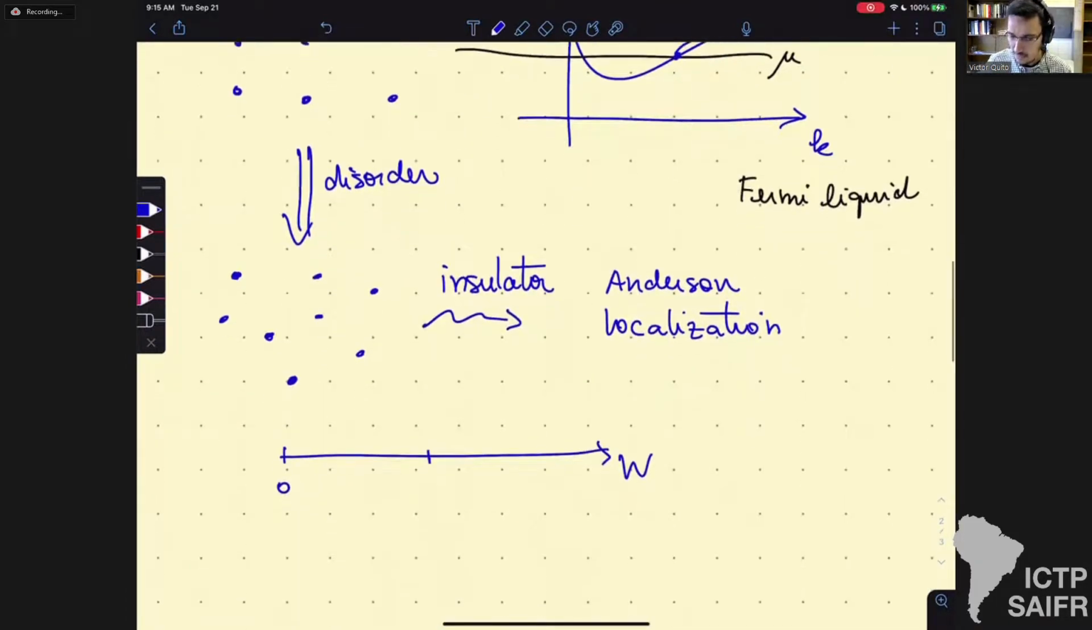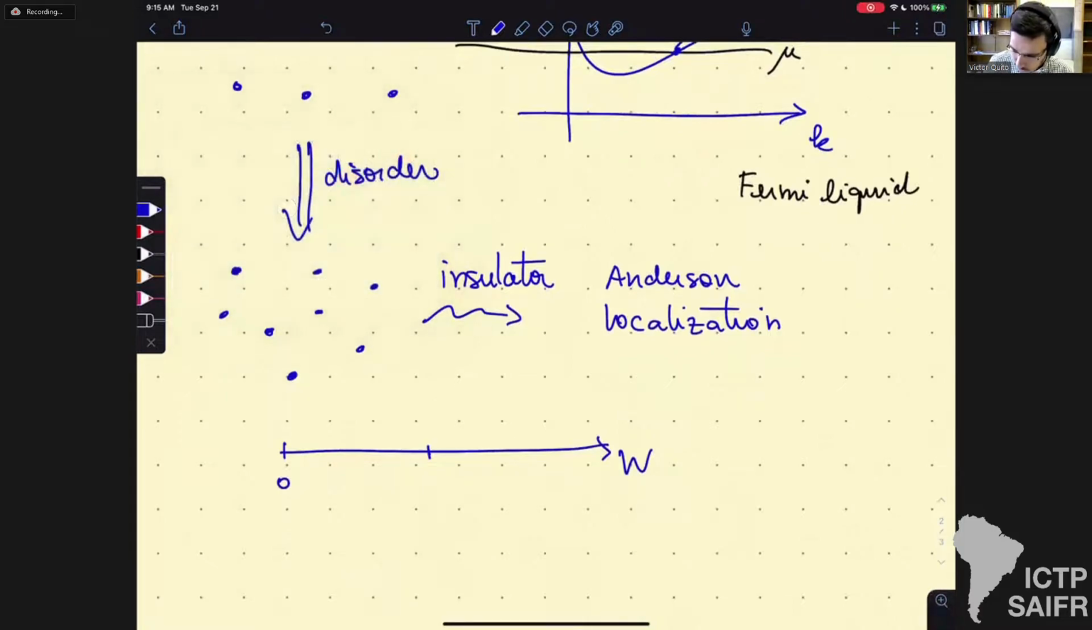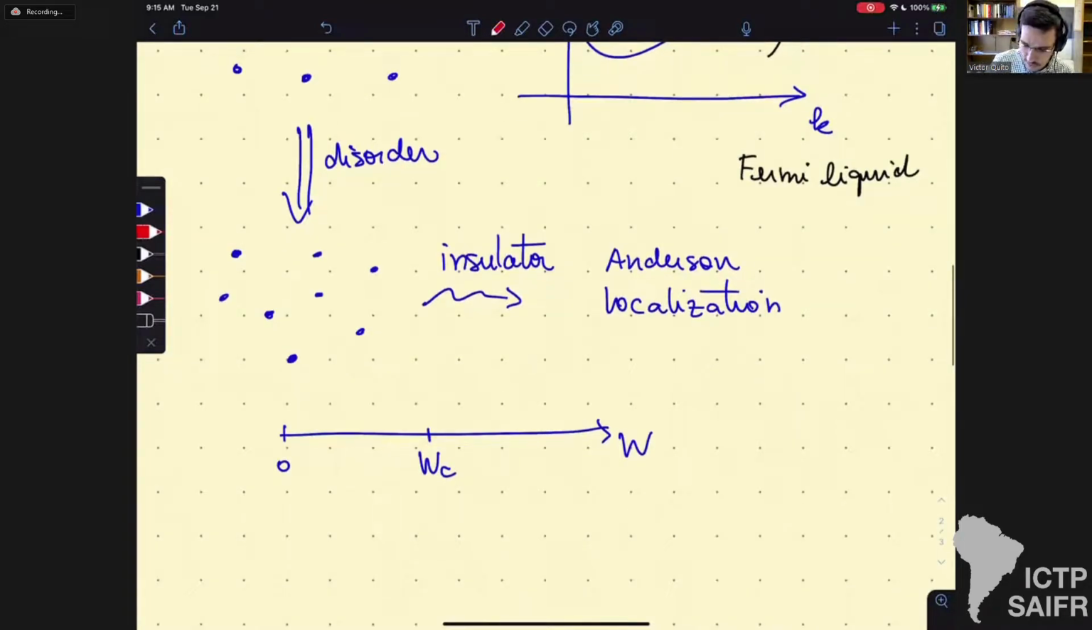That's what I meant by Anderson insulator. And then there is a critical value of disorder W_C. So for a small enough value of disorder, it's still a metal, and then it becomes an insulator here. And this is to exemplify that disorder can lead to very interesting phenomena.